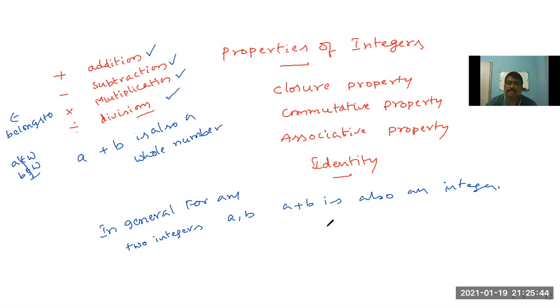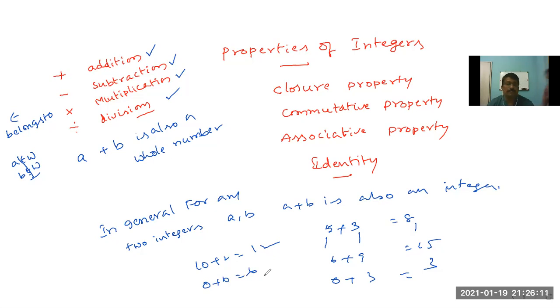Then 5 plus 3. 5 is a whole number and 3 is also a whole number. Then 5 plus 3 is equal to 8. 8 is also a whole number. Same as 6 plus 9, 15 is also a whole number. 0 plus 3, 3 is also a whole number. 10 plus 2, 12 is also a whole number. 0 plus 6, 6 is also a whole number. So the sum of whole numbers is always a whole number.